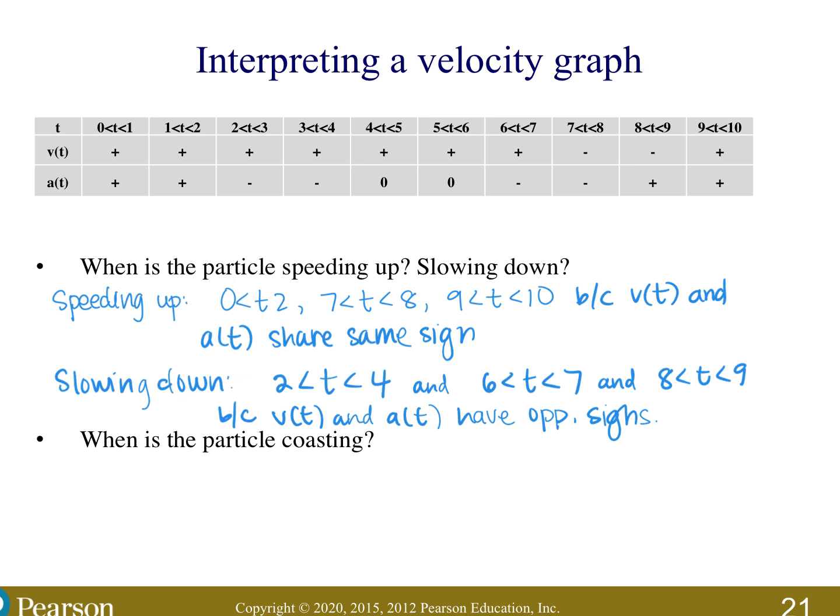All right. And then Josh, how about coasting? 4 to 6, because acceleration is 0. Perfect. That's all we need for that. Okay. All right, any questions about this?